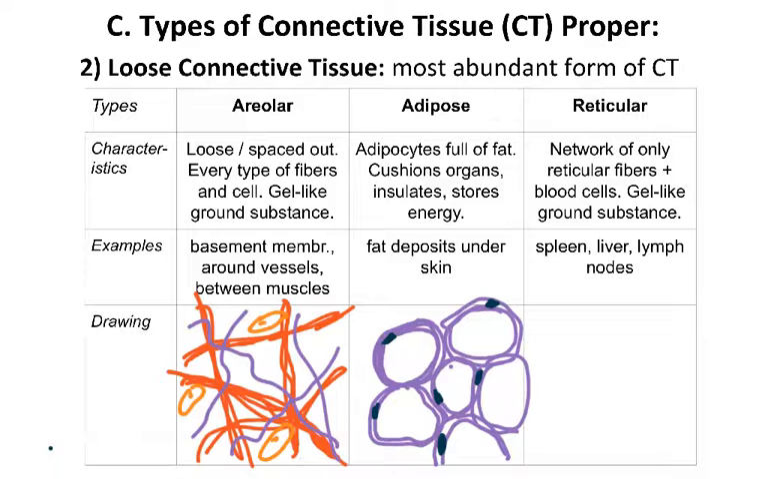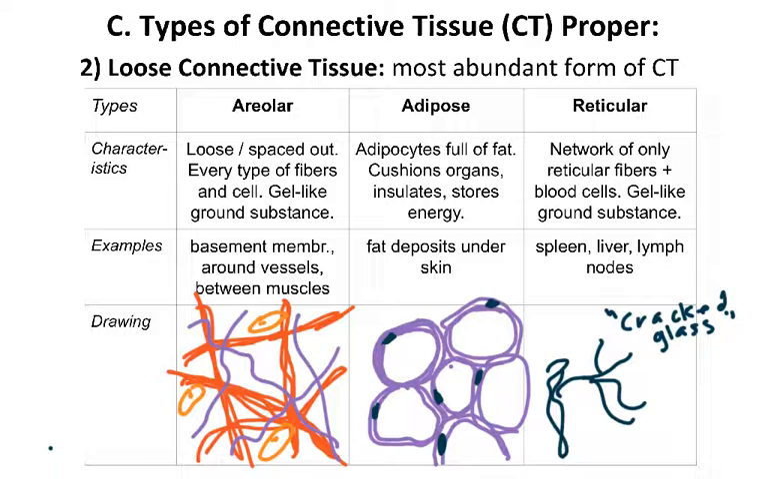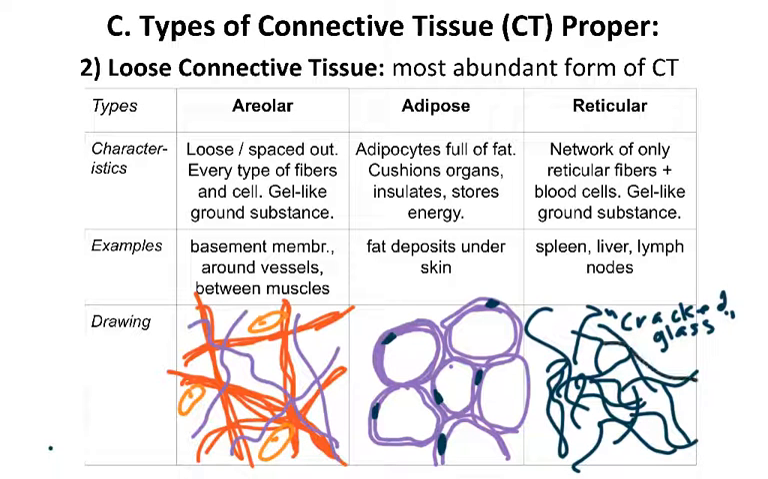All right, last one is reticular. So reticular has a lot of reticular fibers. Remember, reticular fibers are very hard to see, and when you do stain them to make them visible, they get very dark. So basically, again, it looks like cracked glass under a microscope. So you just kind of have a lot of cracks running everywhere. That's the reticular fibers when they're stained with a special stain that makes them kind of black or silver.